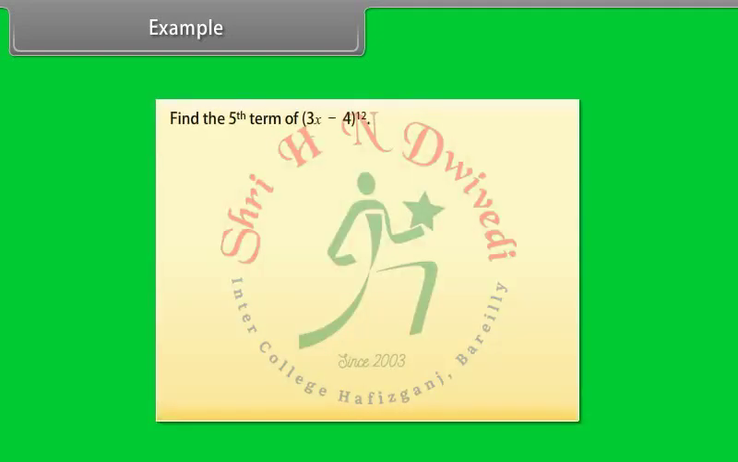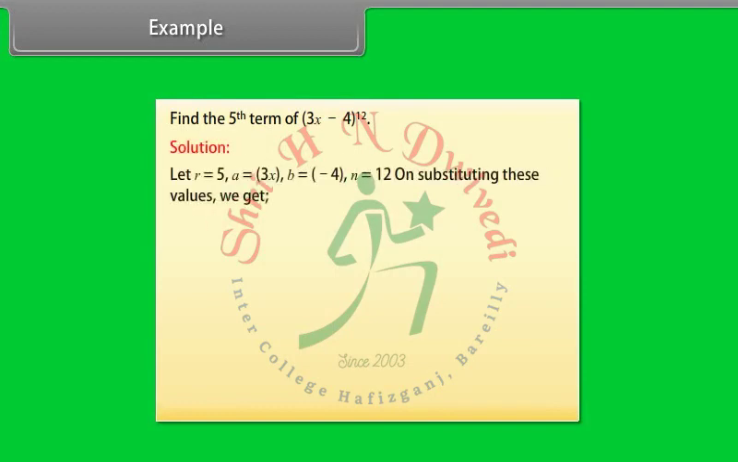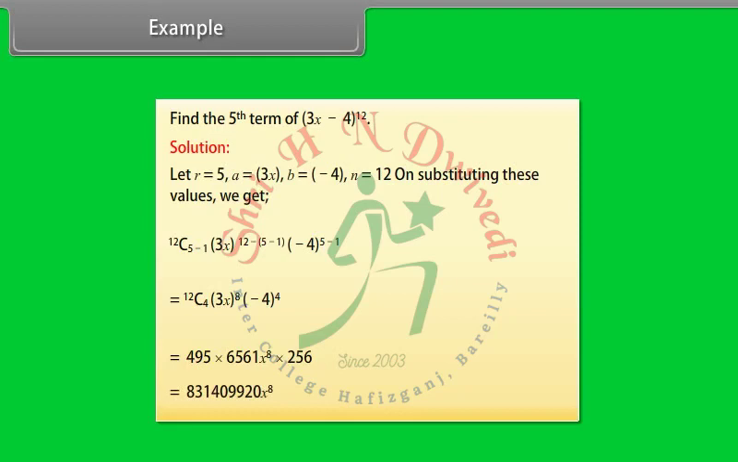Example: find the fifth term of (3x minus 4) raised to power 12. Solution: let r is equal to 5, a is equal to 3x, b is equal to minus 4, n is equal to 12. On substituting these values, we get 12C(5 minus 1) into (3x) raised to the power 12 minus (5 minus 1) into (minus 4) raised to the power 5 minus 1. Which gives 3140920 into x raised to power 8.